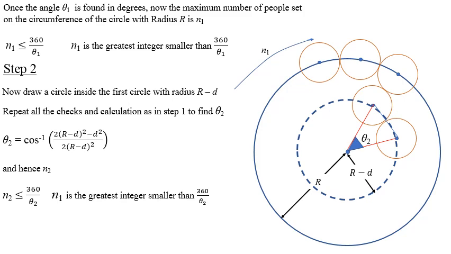Then again, this is the numerical calculation. We can find N2. Okay, and this is N2, by the way. Here maybe there is a little mistake. Then N2 can be found.